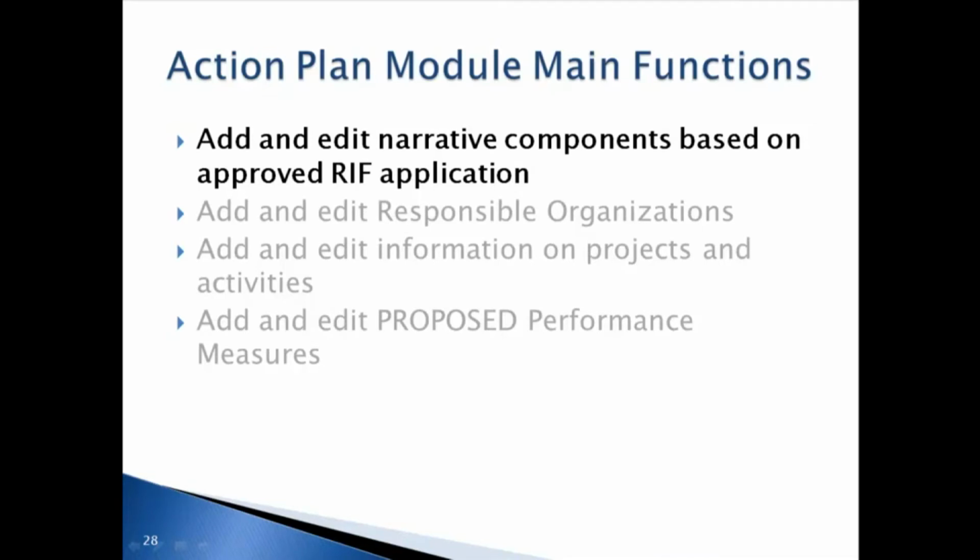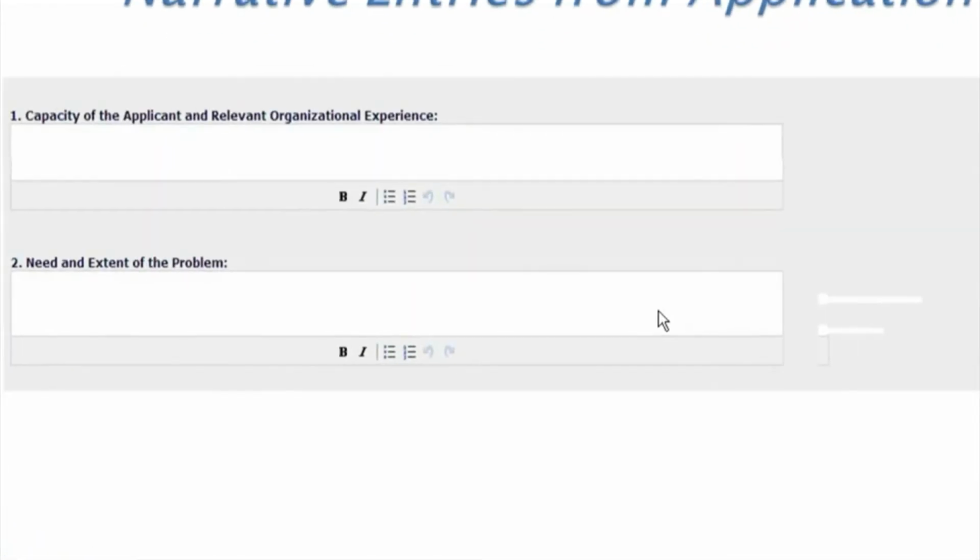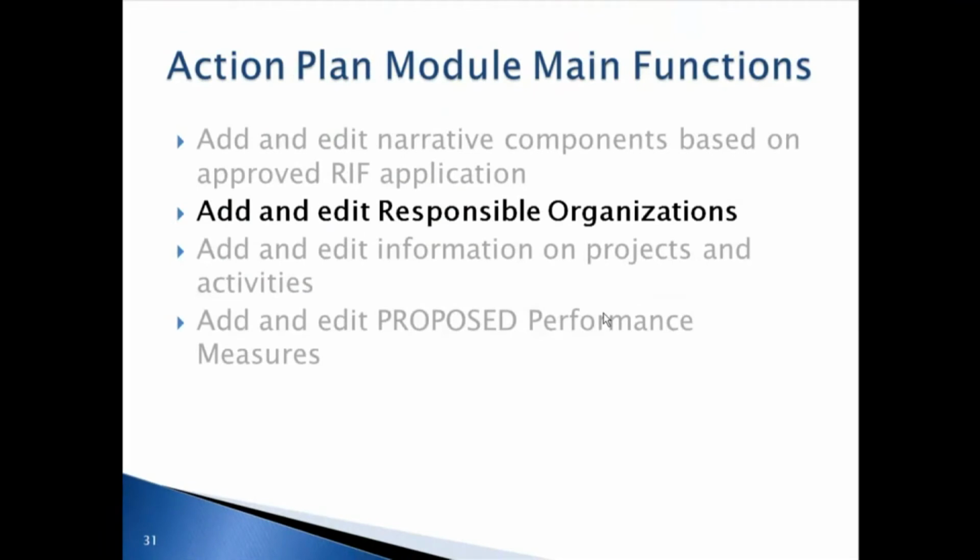Here, adding and editing narrative components based on the approved RIF application is key. This screen is what it looks like in DRGR, narrative entries. You would want to transport the information from the application to insert it here in the first item, capacity of the applicant and relevant organizational experience, and second, in the need and extent of the problem.